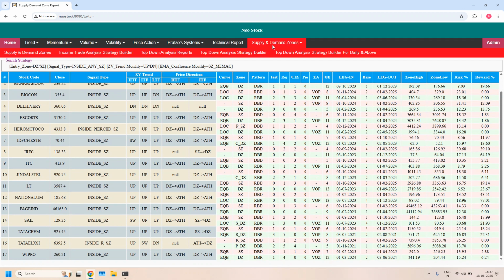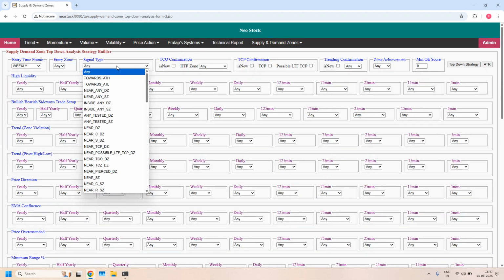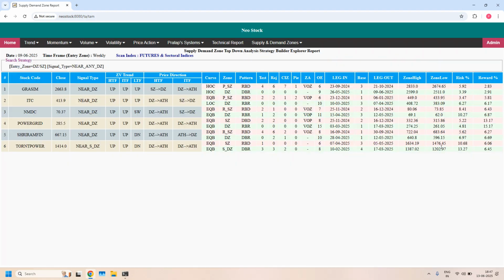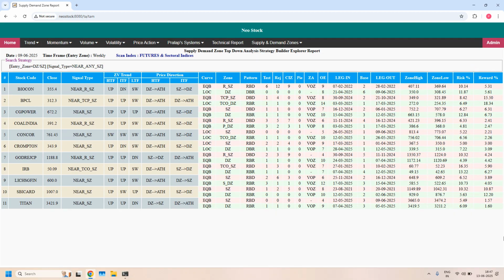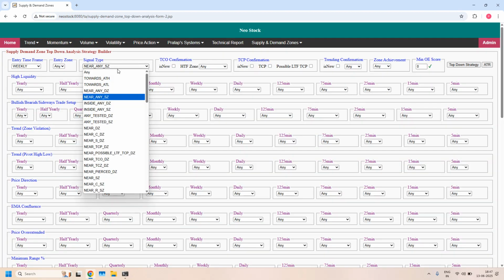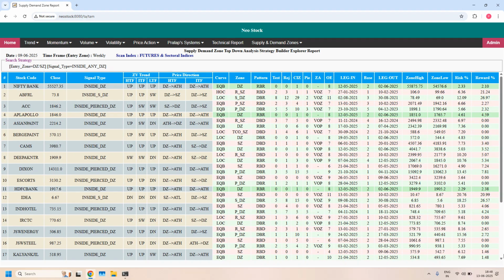Okay, next time frame is weekly. Stocks near to the weekly demand zone. We got 6 stocks. Next, stocks near to the weekly supply zone. We got 11 stocks. Next, price closed inside the weekly demand zone. First 17 stocks in this list.